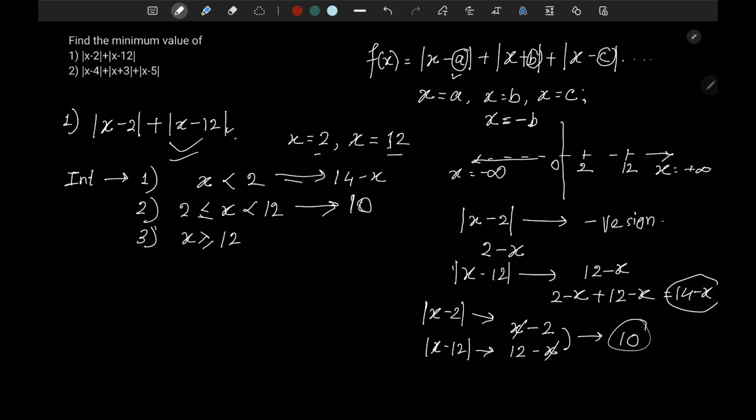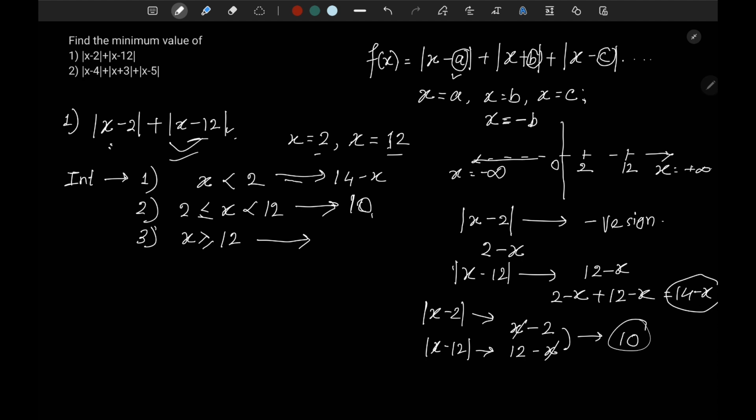Whatever value you take, put 2 in this function: 2 minus 2 is 0 and 2 minus 12 is minus 10, modulus of minus 10 is 10. Similarly, if you take 12, 12 minus 2 is 10, modulus of 10 is 10, and the other term becomes 0. So everything is 10 here.